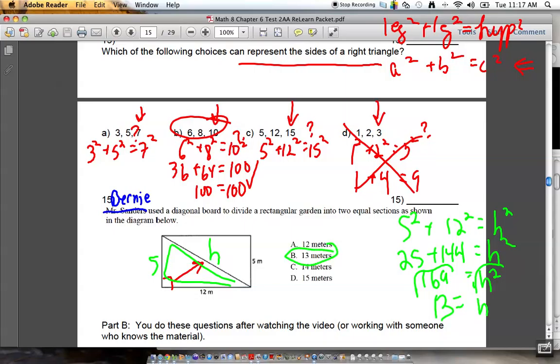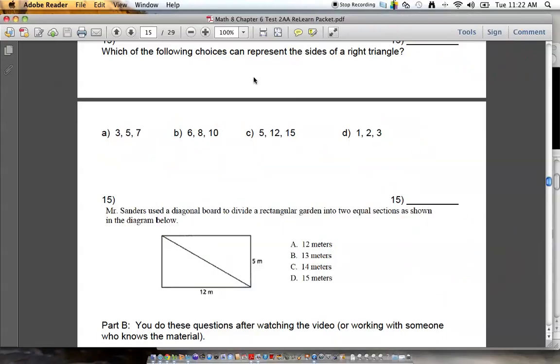Okay, so there are all the Pythagorean theorem questions. We have now covered that.